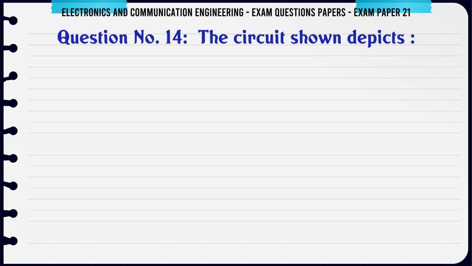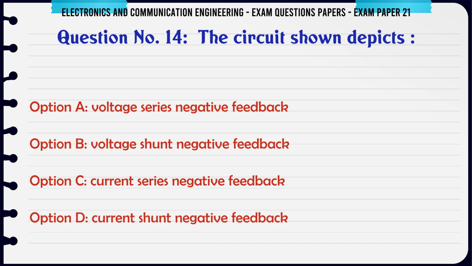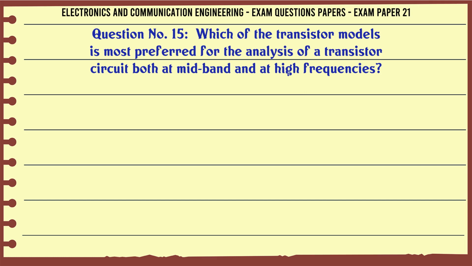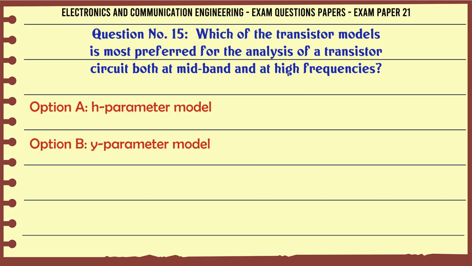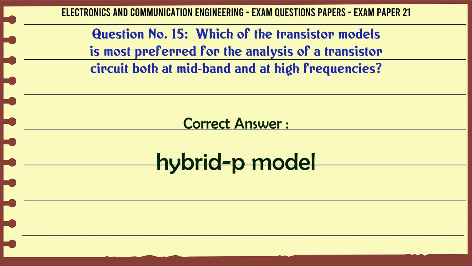The circuit shown depicts A. voltage series negative feedback, B. voltage shunt negative feedback, C. current series negative feedback, D. current shunt negative feedback. The correct answer is current shunt negative feedback. Which of the transistor models is most preferred for the analysis of a transistor circuit both at mid-band and at high frequencies? A. H parameter model, B. Y parameter model, C. S parameter model, D. Hybrid pi model. The correct answer is hybrid pi model.